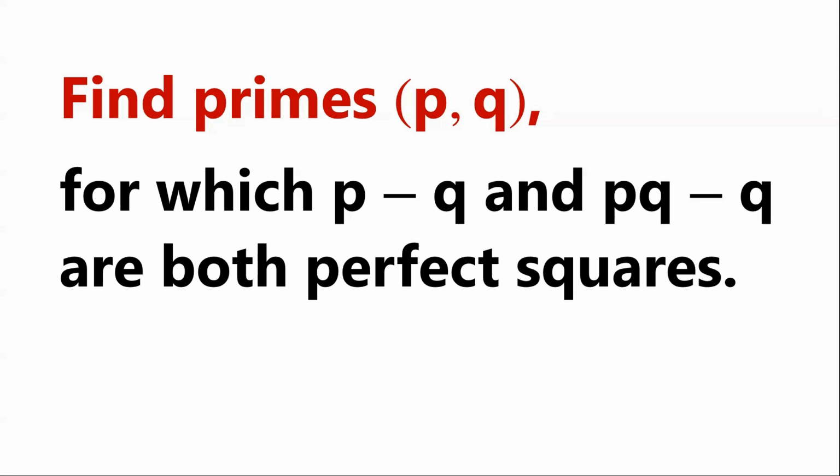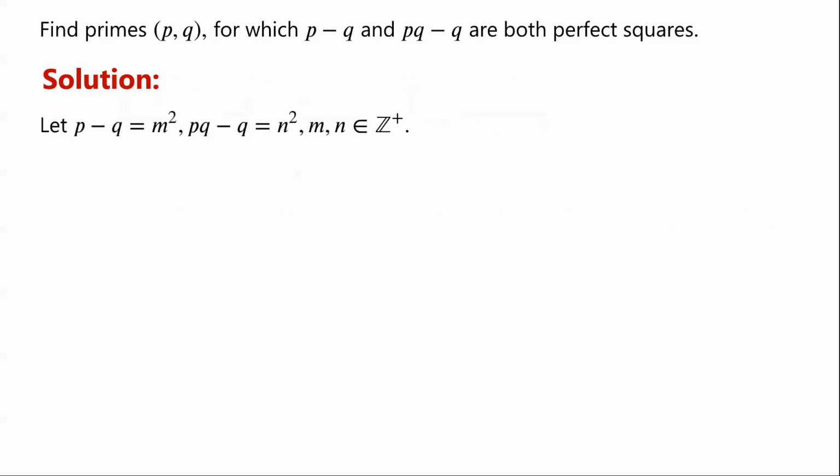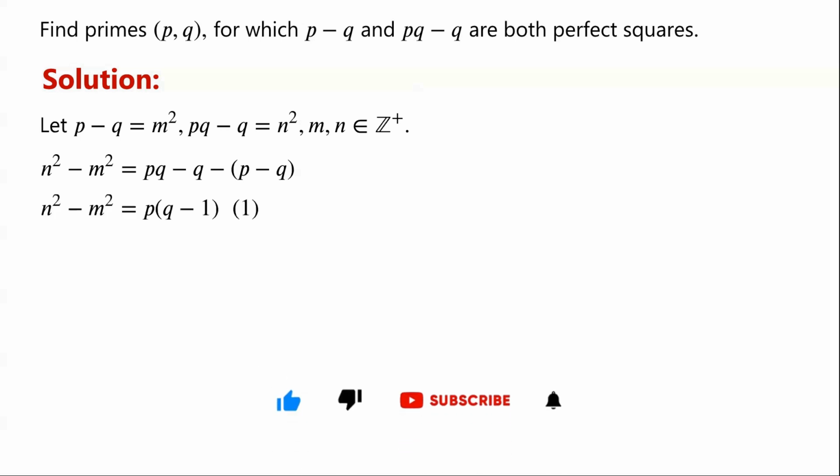Find all pairs of primes, p and q, for which p minus q and pq minus q are both perfect squares. We let p minus q equal m squared, and pq minus q equal n squared, where m and n are positive integers. Then n squared minus m squared equals pq minus q minus (p minus q). By simplifying, we have n squared minus m squared equals p times (q minus 1).